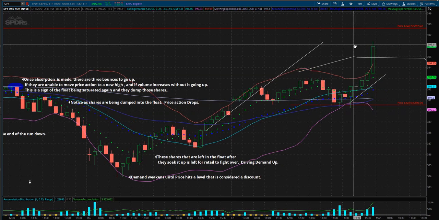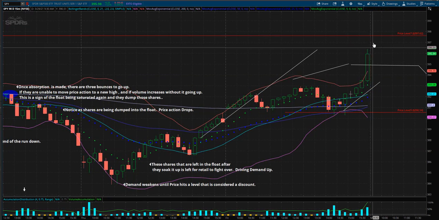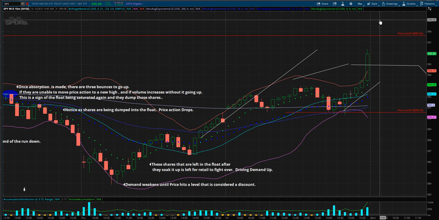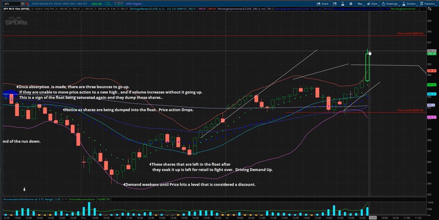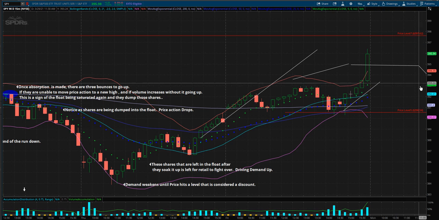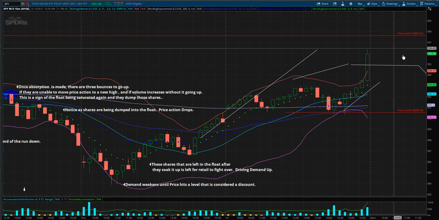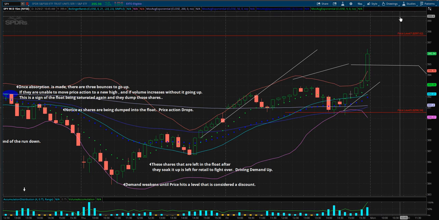And most likely, if Monday comes around and retail doesn't jump in and drive it up even higher, price action is probably going to end up dumping off right here. They're probably going to go into distribution mode and start this process all over again.